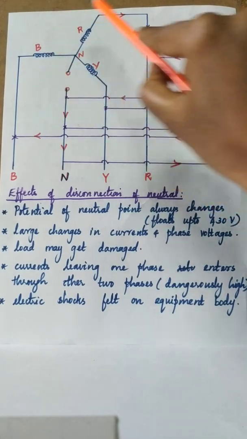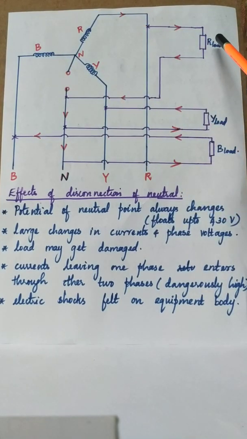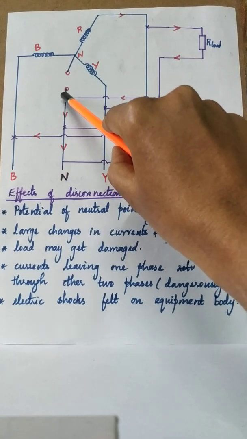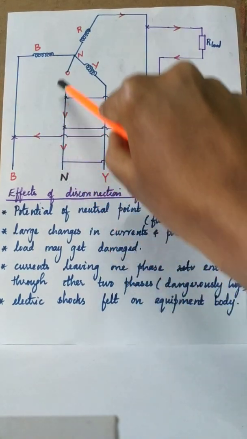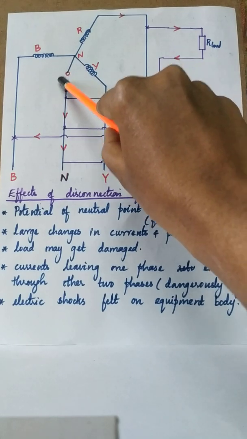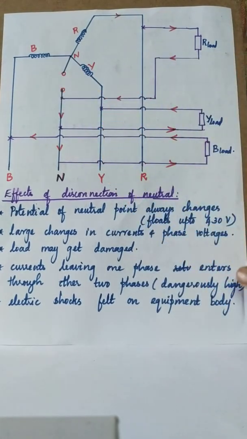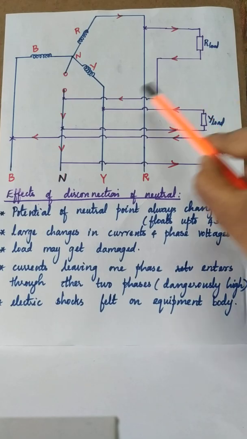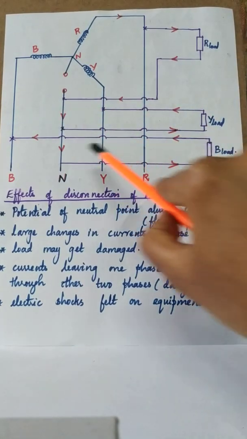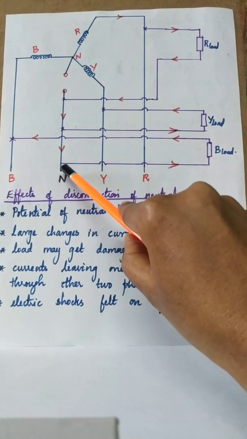R, Y, B. There are three loads: R load, Y load, B load. R load is connected to the R phase as well as the neutral. This is the neutral wire, which is open now. We are going to discuss what will happen if the neutral is disconnected and kept open. Y load is connected between the Y phase and the neutral, and B load is connected between the B phase and the neutral.